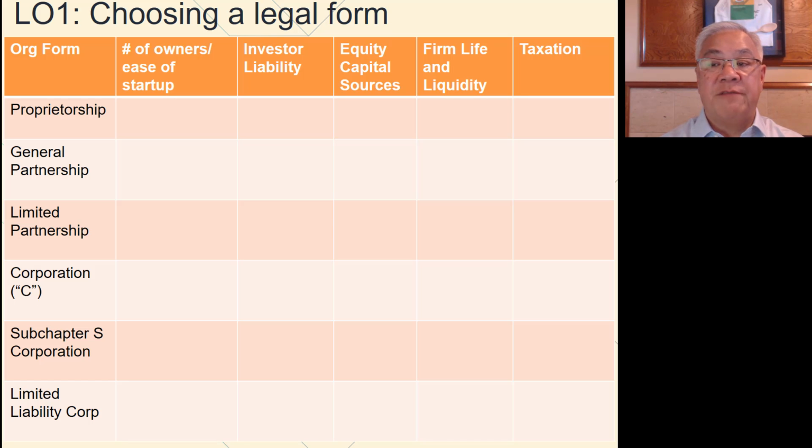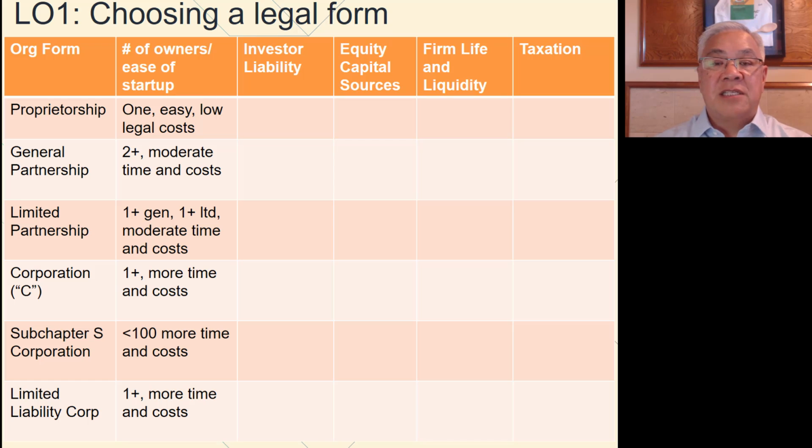And down the rows, if you will, are proprietorship, which is sole proprietorship, yourself basically. Second is a GP, or general partnership. Next is an LP, or a limited partnership. Next is a C Corp, followed by an S Corp, and an LLC, or limited liability corp. And believe it or not, there are more considerations and more forms, but these are the predominant ones in both those regards. So let's start with number of owners and how hard it is.